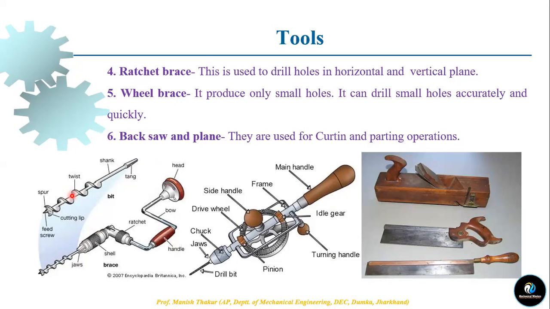Okay, wheel brace, you have also seen in the workshop. Have you seen it in the workshop? Yes, sir. Okay, by using this, there is a gear pinion mechanism. You have to rotate this handle manually. The drill bit rotates, and you have to press downward force so that you can make a hole in the material. This is also used to make small holes.